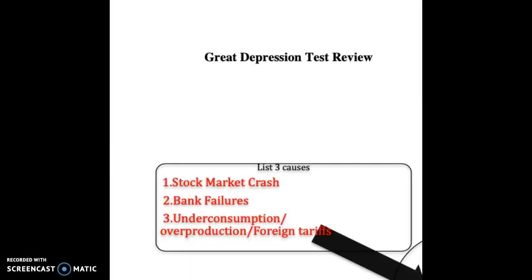The Great Depression had multiple reasons it happened, but the ones we focus on this year are the stock market crash, the bank failures, the underconsumption, which means people were not buying things, and there was a lot of stuff that was produced, the overproduction. Foreign countries were making it difficult to sell in their countries because they were charging high taxes. And then on top of that, countries that owed us money were not able to repay their loans.